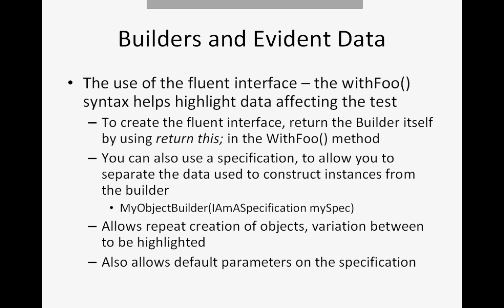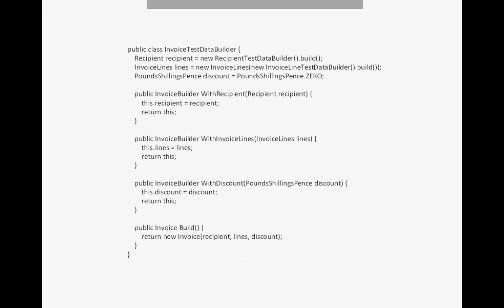The advantage of these kinds of builders is that we only use those with overrides, because those are the things we need to change that are important for our test. It's this notion of evident data in testing, this idea that when I go look at the test, I can clearly see that I'm creating an invoice, and I can clearly see that in this particular case it's important to me that there's a discount.